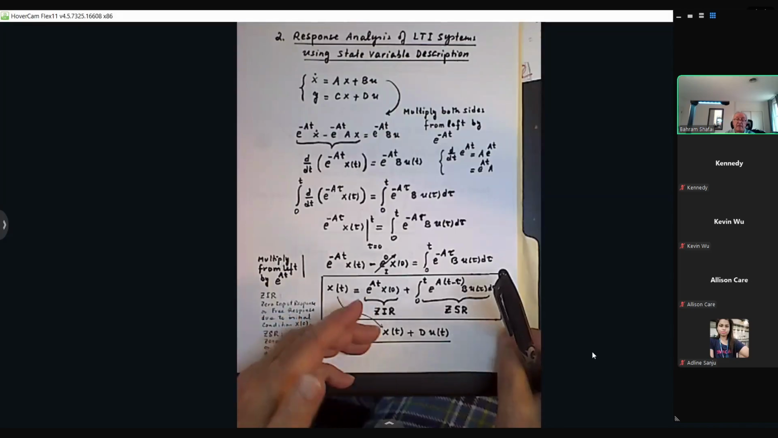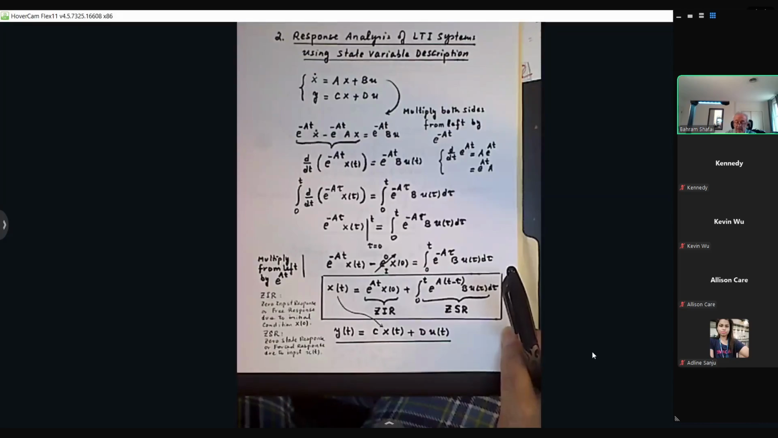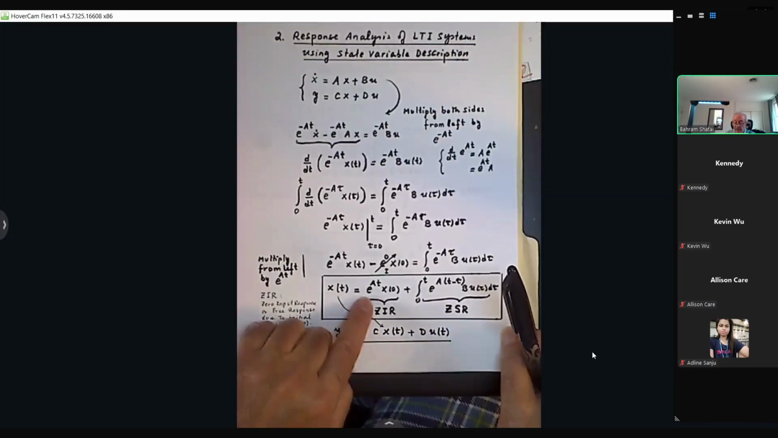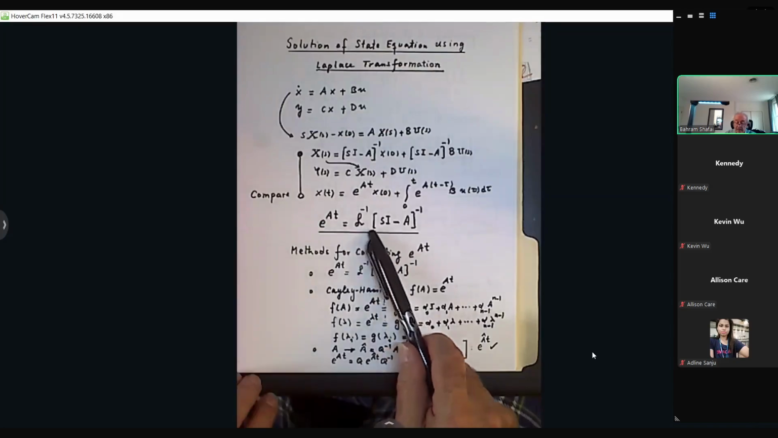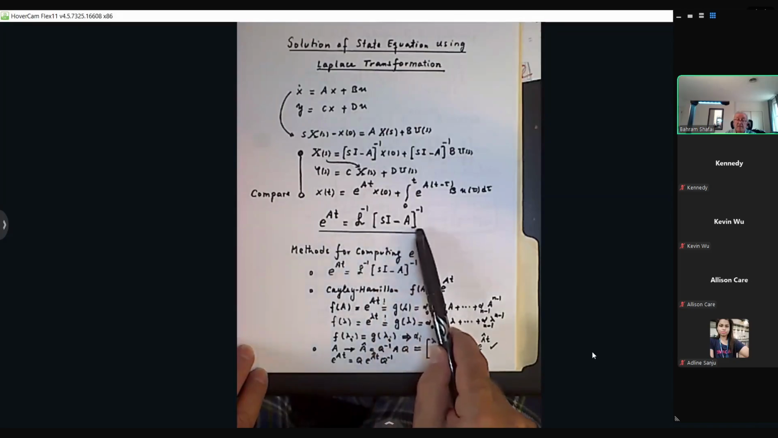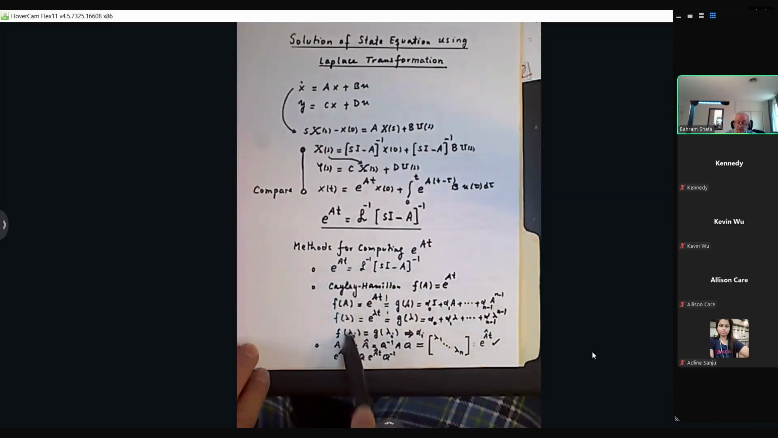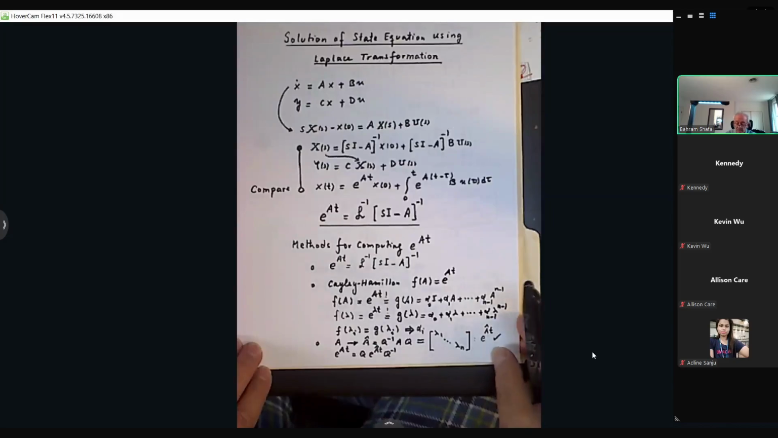There are several ways that you can do that. Using your mathematical background of chapter 3, you can use the Cayley-Hamilton theorem, or you can find the inverse Laplace transform of (sI minus A) inverse, which I already showed you on the next page. So e to the power At can be obtained in this fashion, or based on the Cayley-Hamilton theorem. I just put the two convenient ways to do that.